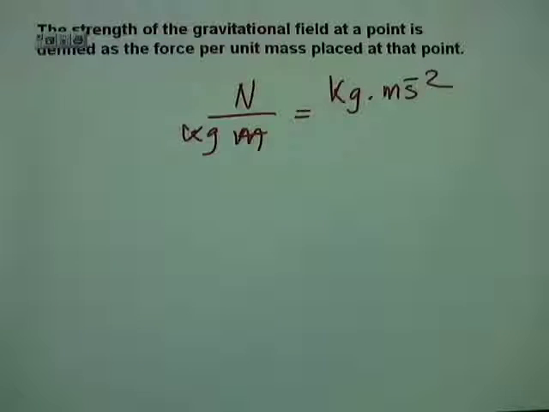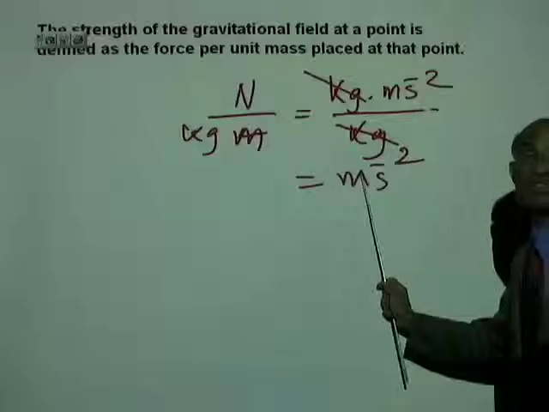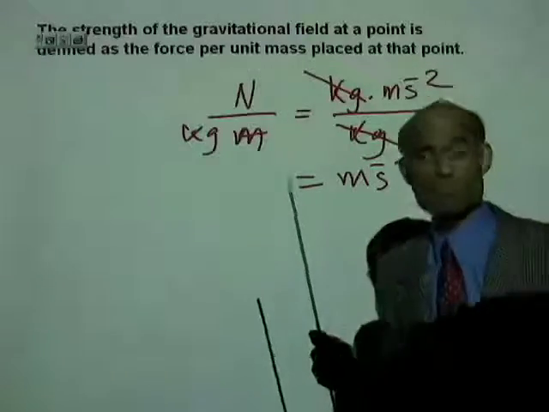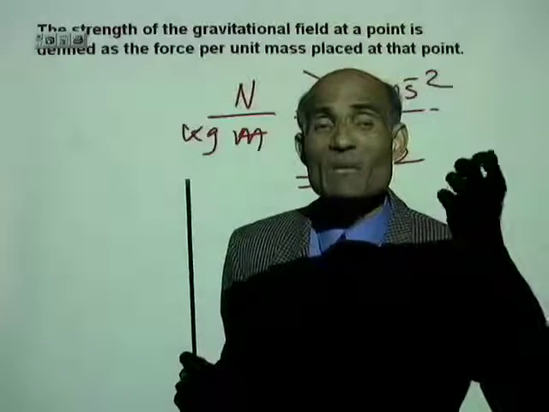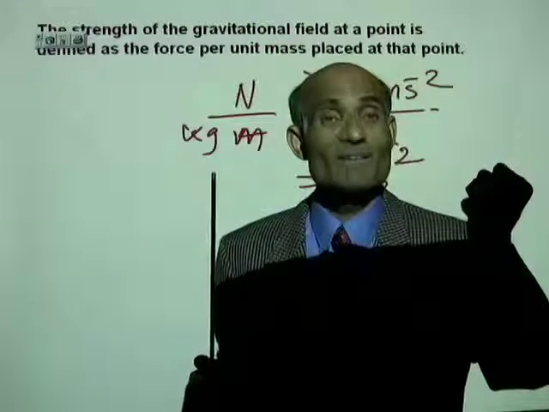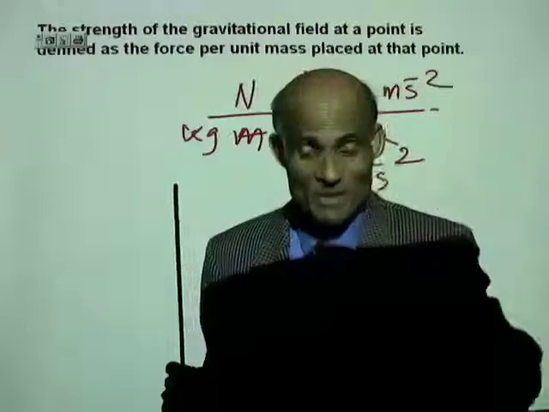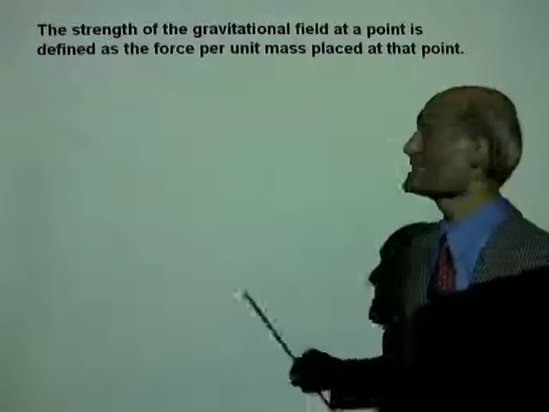And if you remember what a Newton is, kilogram meter per second squared. And if you divide that by kilogram, you notice kilogram and kilogram will cancel. That gives you the unit of the gravitational field is a meter per second squared. But aren't you familiar with another quantity that is measured in meter per second squared? Acceleration. Yes. So let's see how this is related.